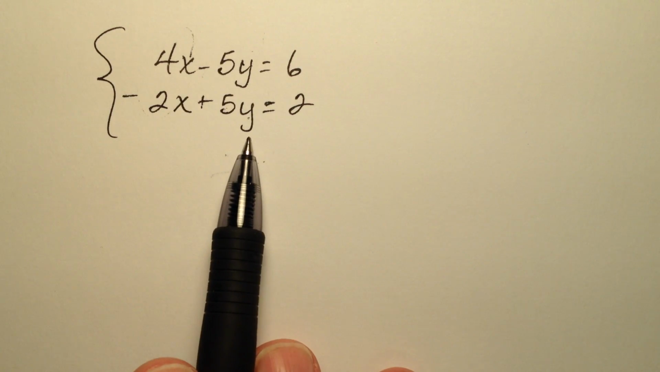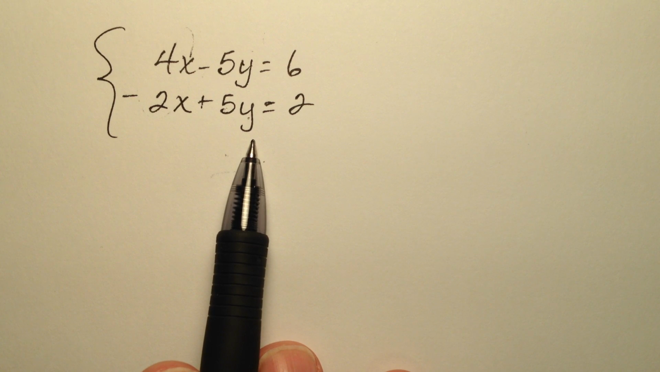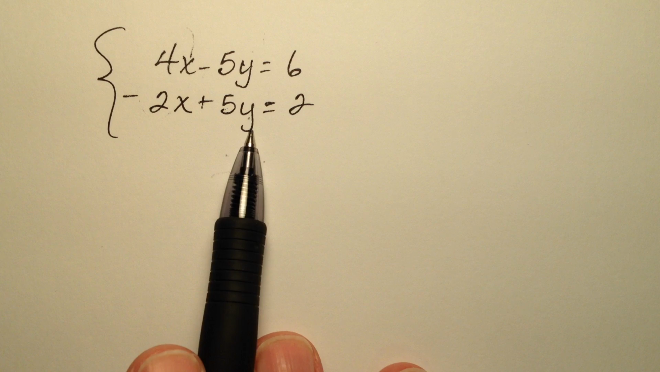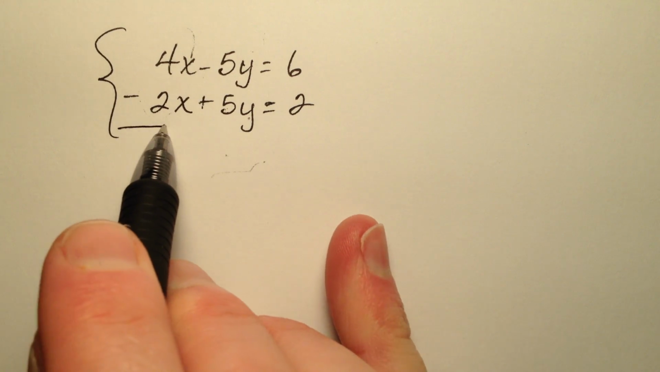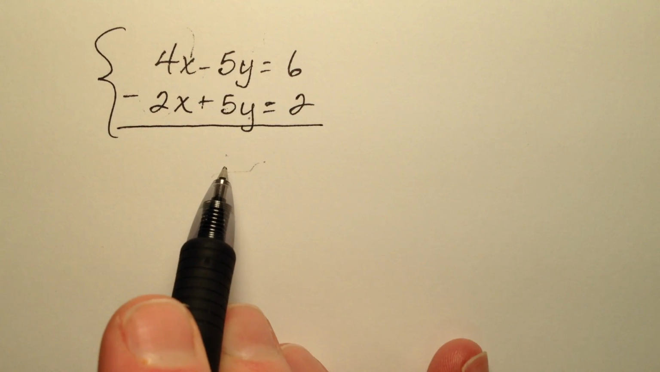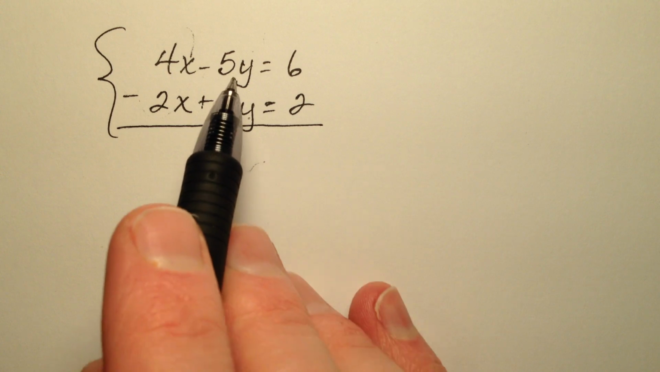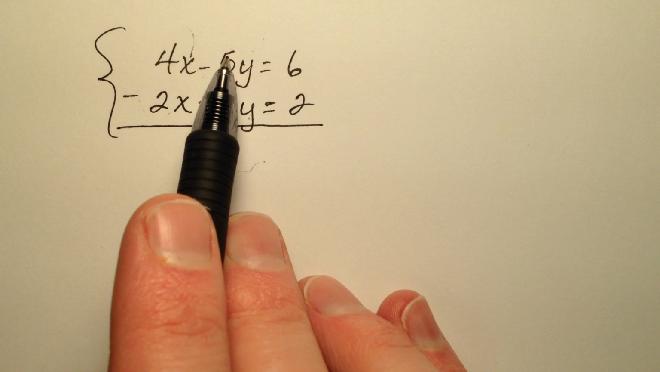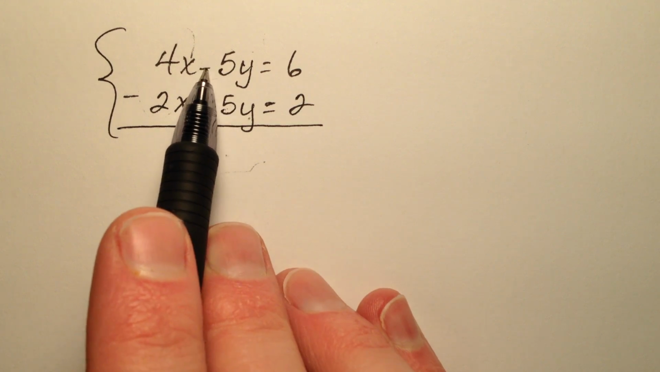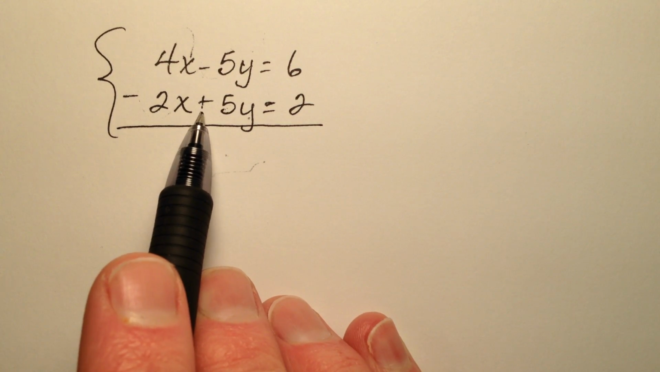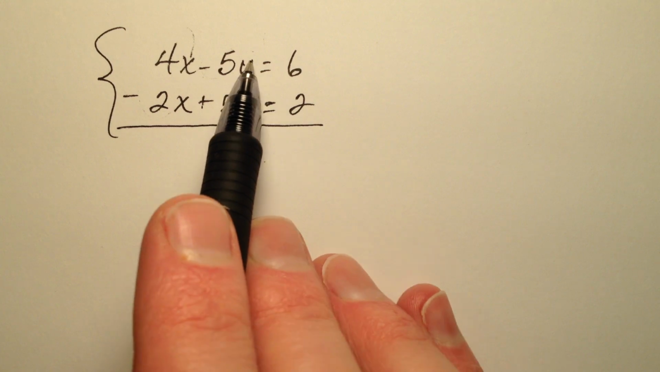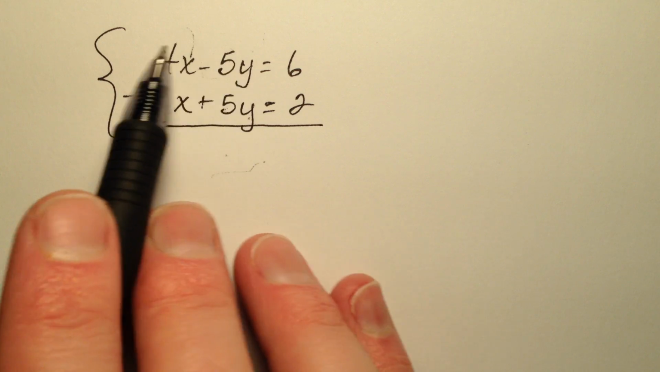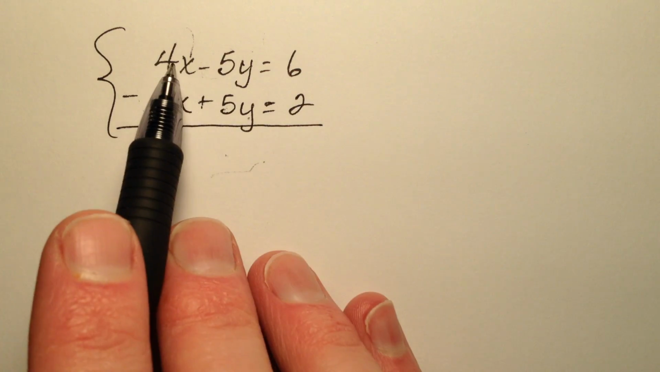When I look at this first example, it's already set up in the form where we're going to cancel our y's out. So I'm going to go ahead and put a line underneath here because I'm going to add these two equations together. If you'll notice, the coefficients of my y's are both 5, but of course one is negative and one is positive. That means when I add them together, they will essentially cancel each other out. So let's go ahead and add these two equations together.